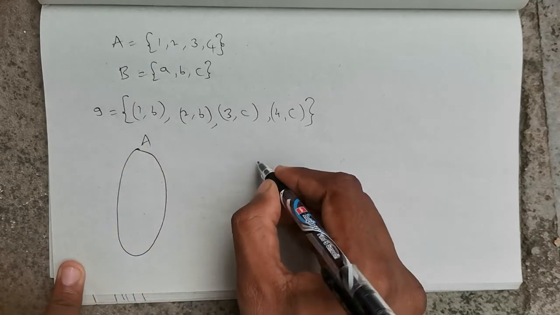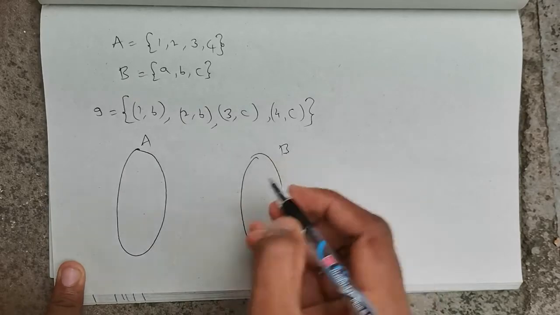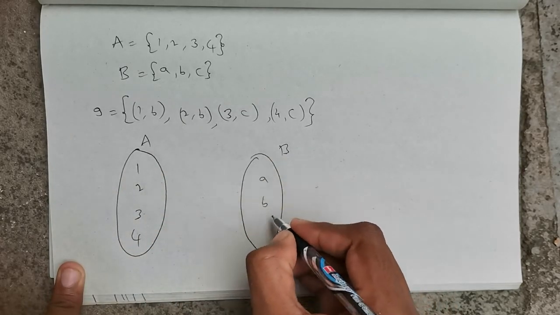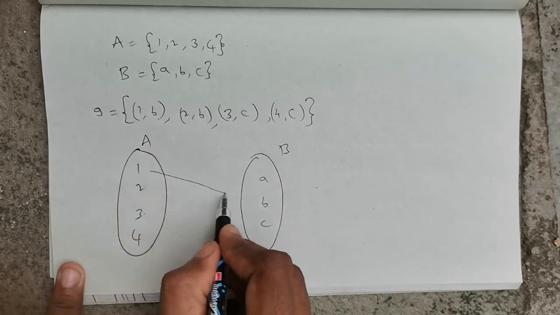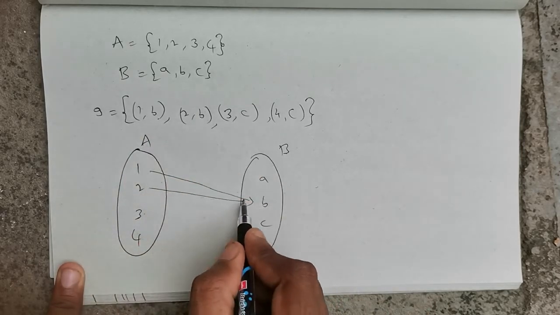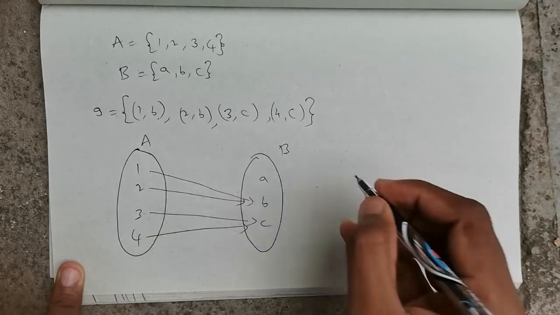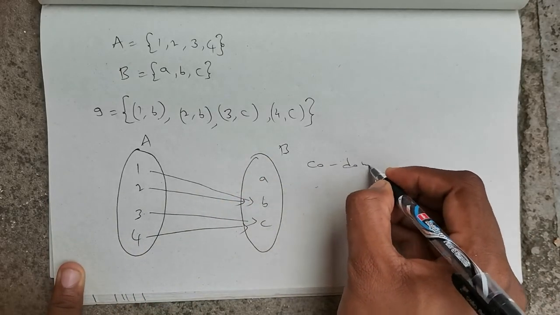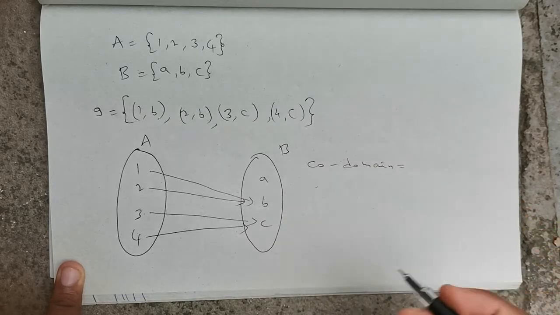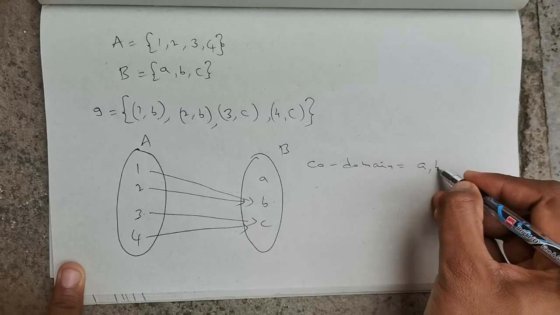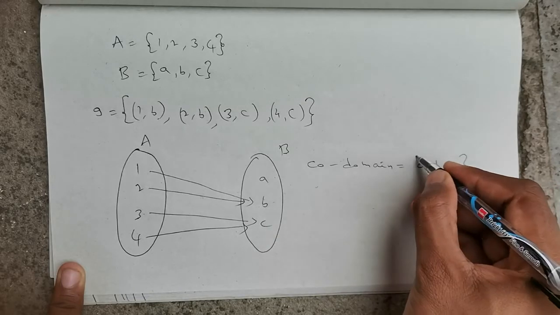Set A, set B. Set A having 1, 2, 3, 4 and set B having A, B, C. 1 to B, 2 to B, 3 to C and 4 to C. Here if we observe the codomain, it is the total set B, that is A comma B comma C.